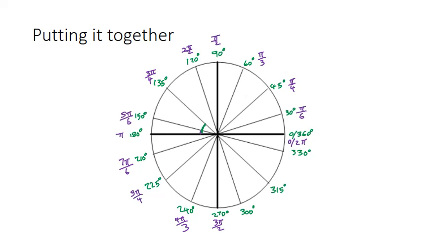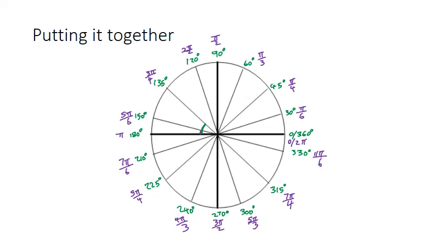For 300, that's going to be 5 pi over 3. 315 is 7 pi over 4, and 330 is 11 pi over 6.